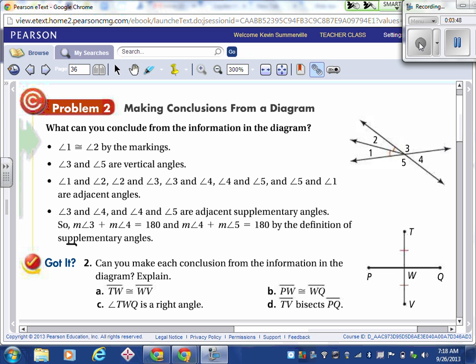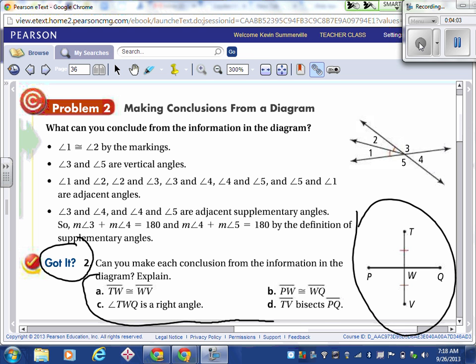Let's take a look at Got It number 2. Can you make conclusions from the information in the diagram over here? So go ahead and answer A through D.